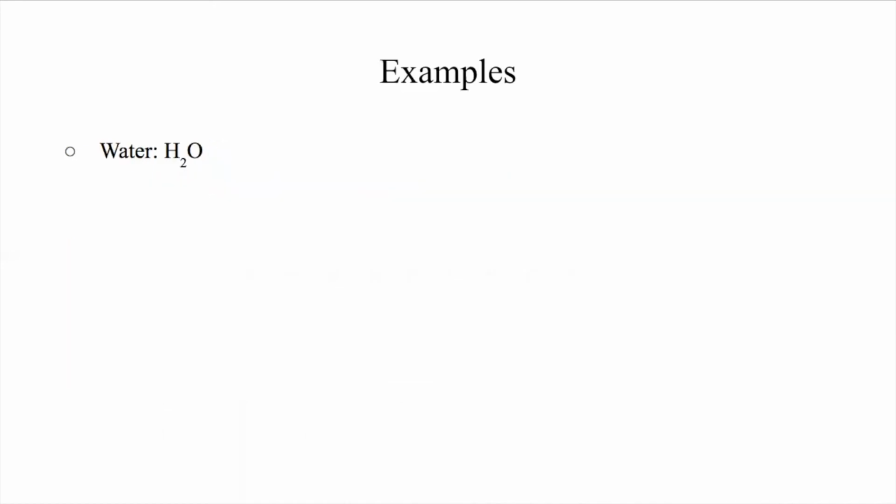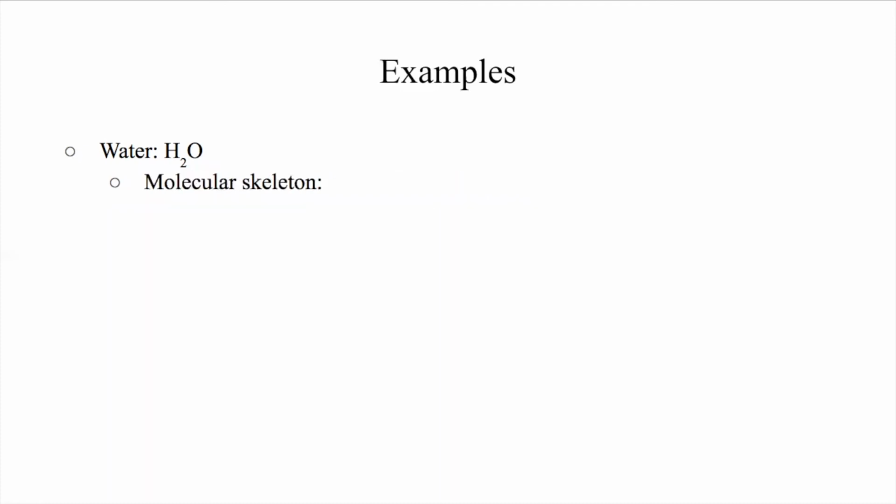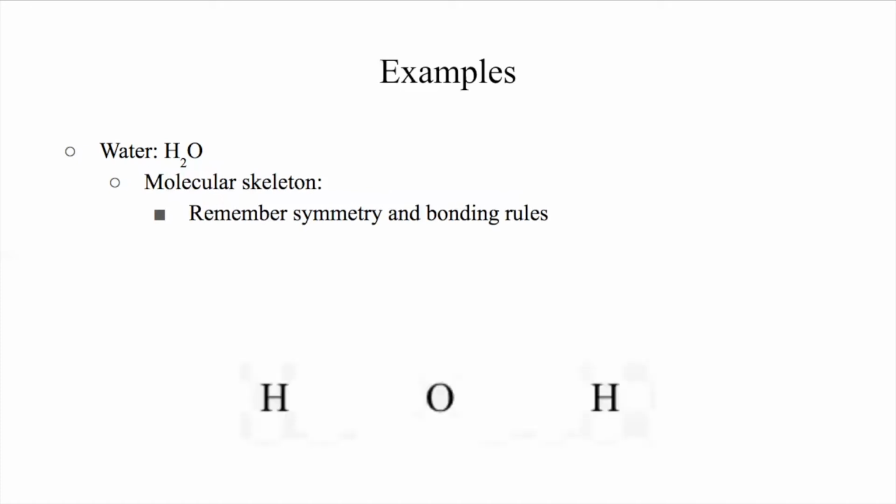Next, let's draw the Lewis structure for a molecule that we all know and love, water, or H2O. The total valence electron count will be 1 for each hydrogen atom, plus 6 from the oxygen atom, for a grand total of 8 valence electrons. Next, we'll draw the molecular skeleton. Remember, most molecules are as symmetrical as possible, and hydrogen atoms can't form more than one bond. This means that the 2 hydrogen atoms will be on the outside, and the oxygen will be in the middle, like this.